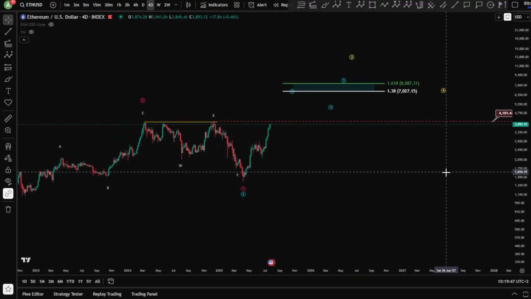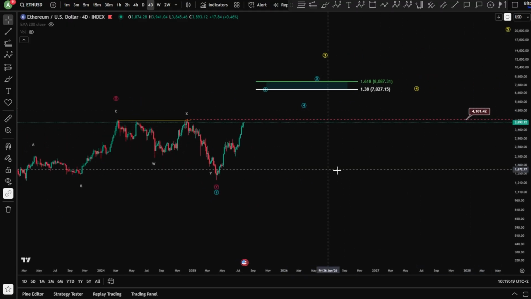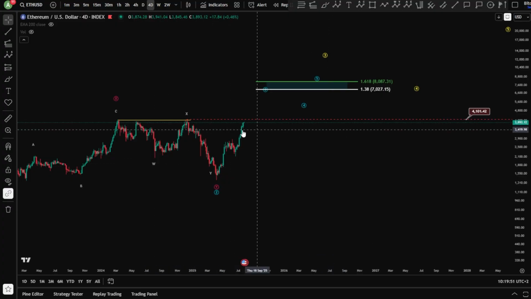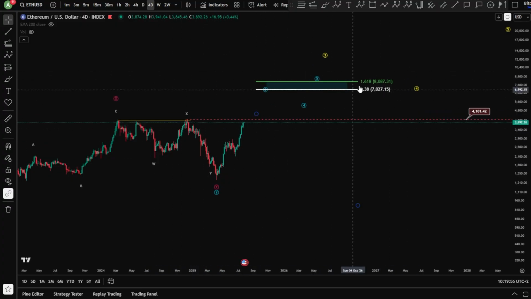However, it is very recommended to take the 4,100, which is the invalidation of this triangle and confirmation for moving towards this blue box. That was it for Ethereum.